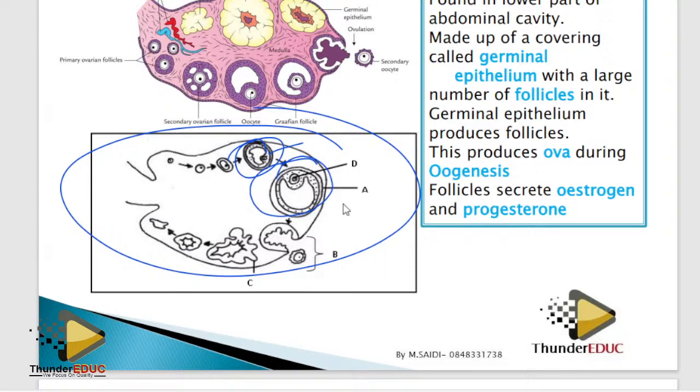Why is it called a mature Graafian follicle? Check. The ovum is there, it's big enough, and it's just next to ovulation. This is the process of ovulation. You understand? So this is the ovum. So this is the empty Graafian follicle, which turns into the corpus luteum. So this is the corpus luteum, you see.